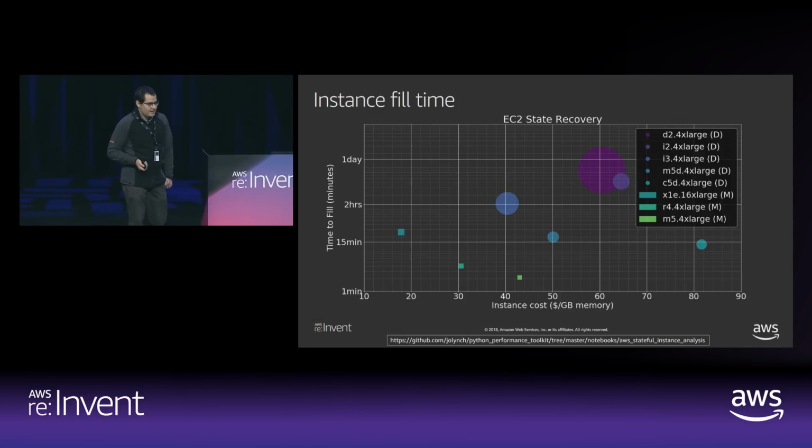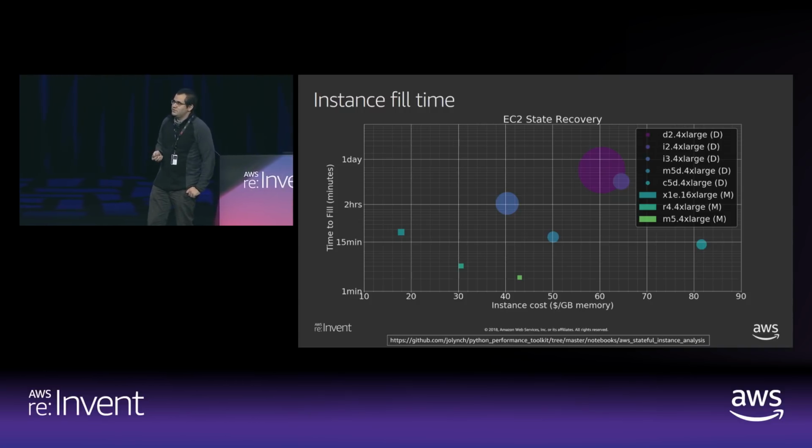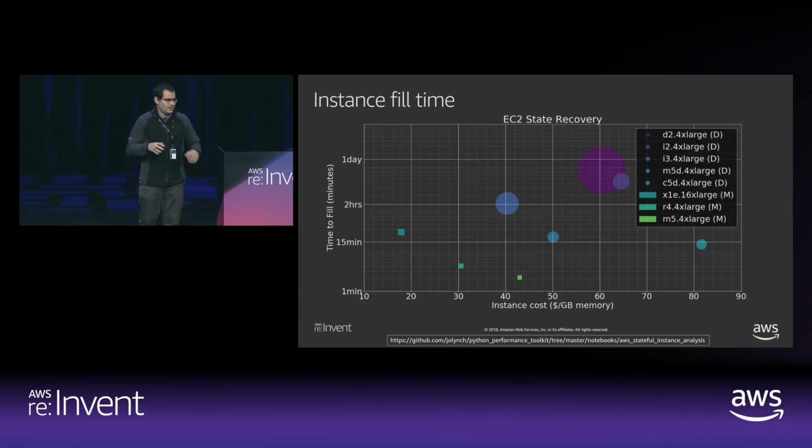Just to illustrate that, I've made a little diagram here that shows a couple of commonly used instances, both for on-disk storage and for in-memory storage. This graph might be a little tricky, but on the x-axis, we've got essentially how much money that instance costs per gigabyte of memory on the instance. So this is just a normalized measure of how much money am I spending per gigabyte of memory.